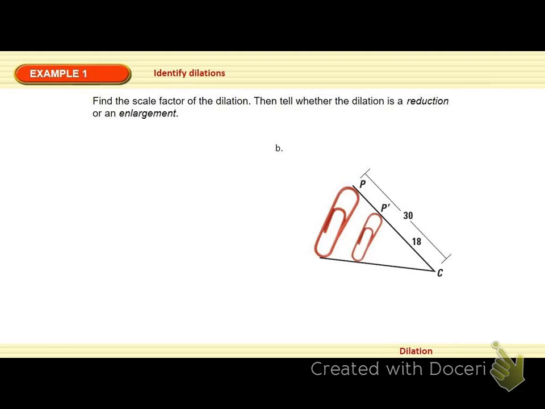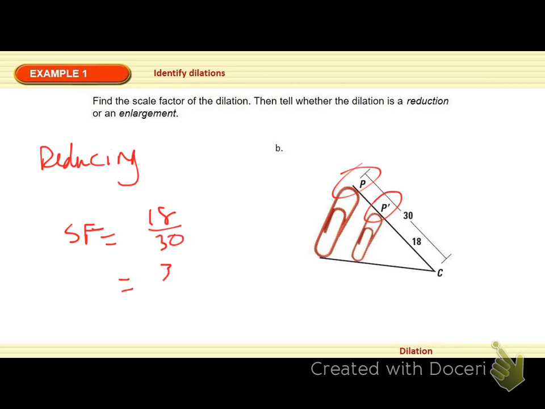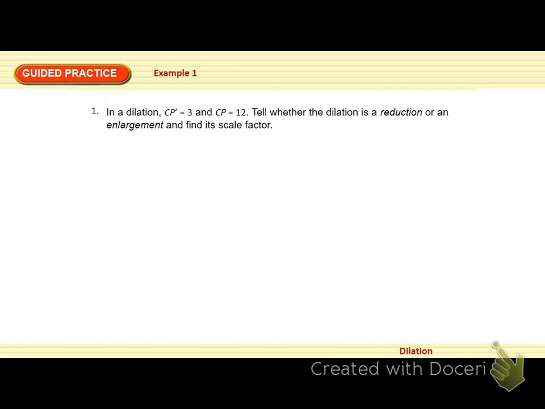So hopefully you're looking and seeing that since this guy is the prime paperclip and this is the original, that we're reducing. And to get the scale factor, we're taking the prime, which is 18, and comparing it to 30. And so we reduce that to 3 to 5. Which makes sense. The scale factor is less than 1, so we are definitely reducing. Okay? And even without a diagram, we can tell.